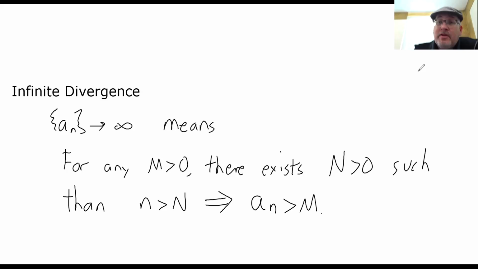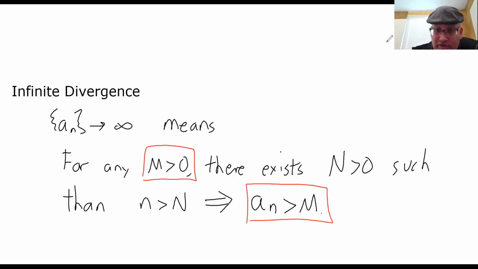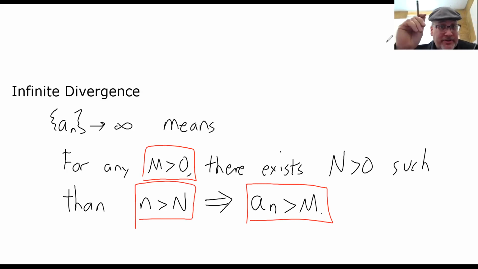What does all this mean? This means if you pick any number, doesn't matter how small or large, I can get the sequence bigger than that as long as I go out far enough. As long as my n's hit a certain point and go beyond it, every term of the sequence will remain larger than whatever boundary I set.